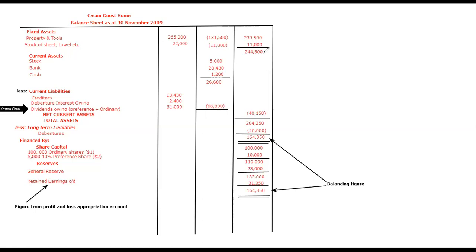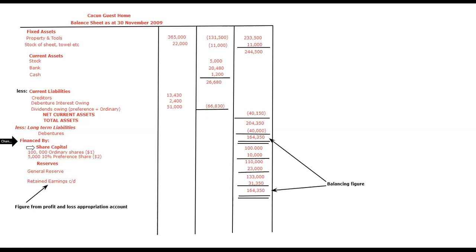So 244,500 less 40,150 gives me this figure here for total assets, 204,350. From that, the next thing that we're going to look at is taking away our long-term liabilities. Right, our long-term liabilities here is the debentures, which we already calculated to be 40,000. So the top part of my balance sheet works out to be $164,350. The finance by section looks at two things mainly, three things actually.